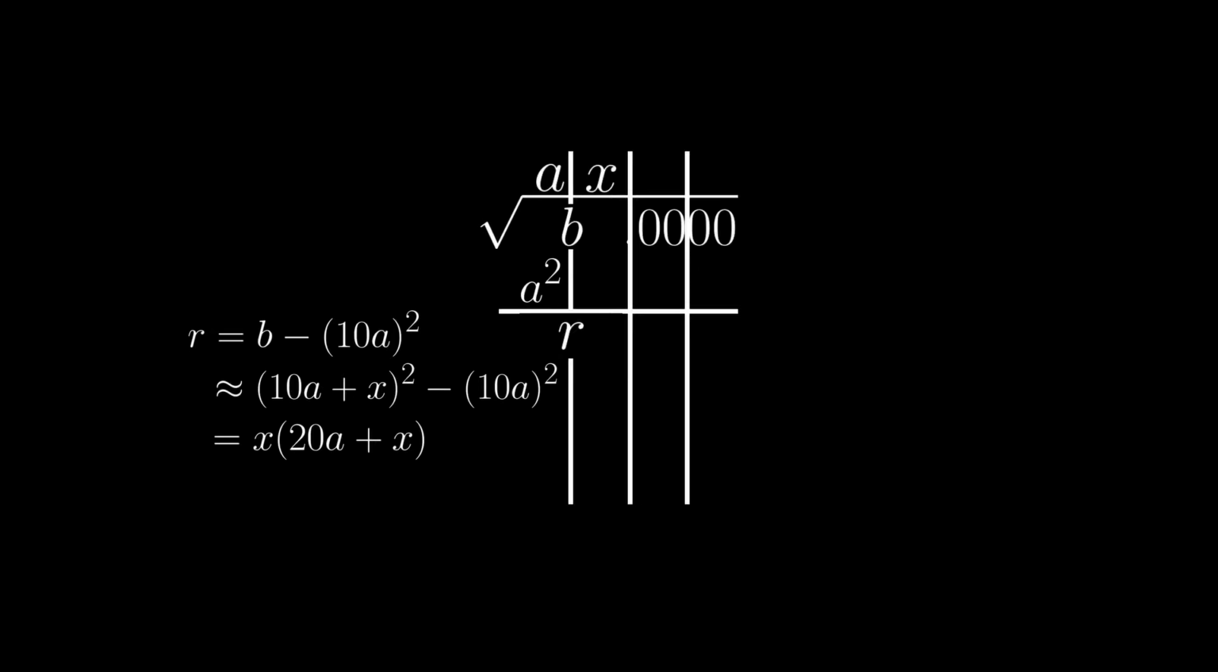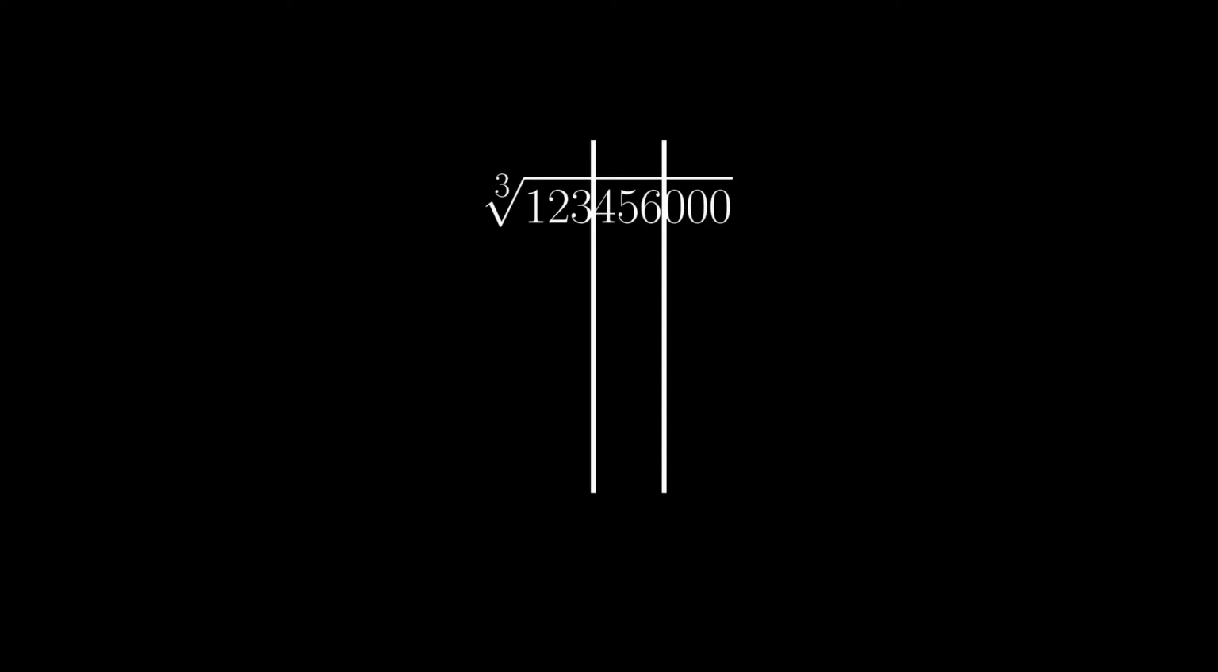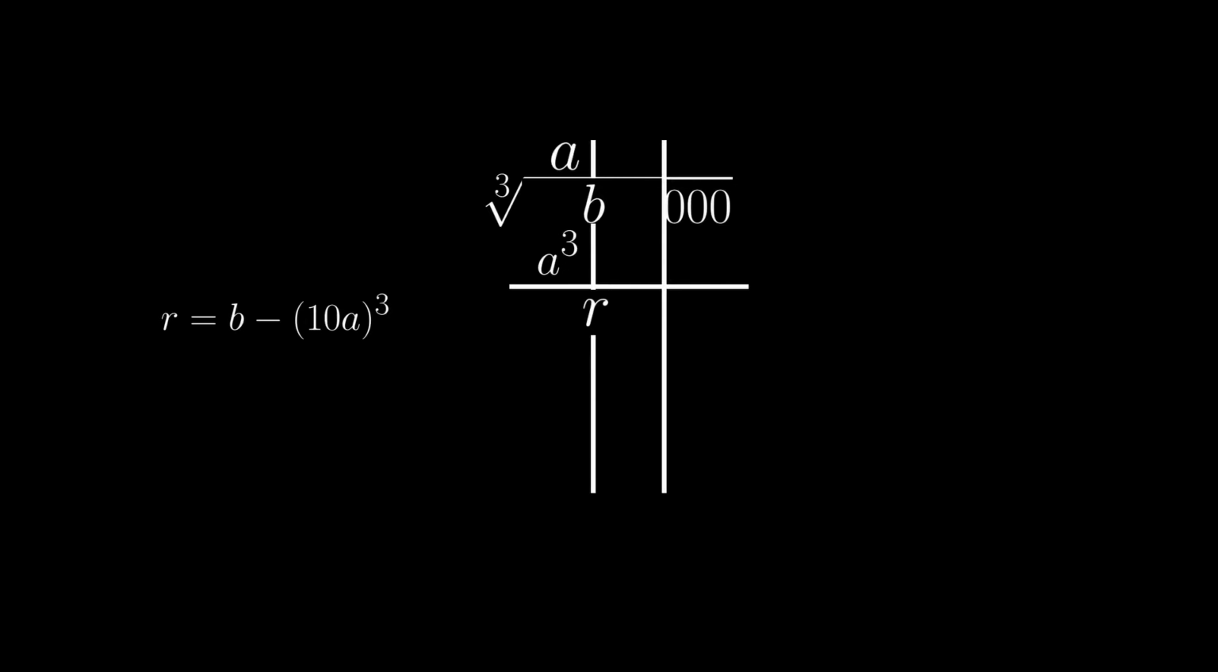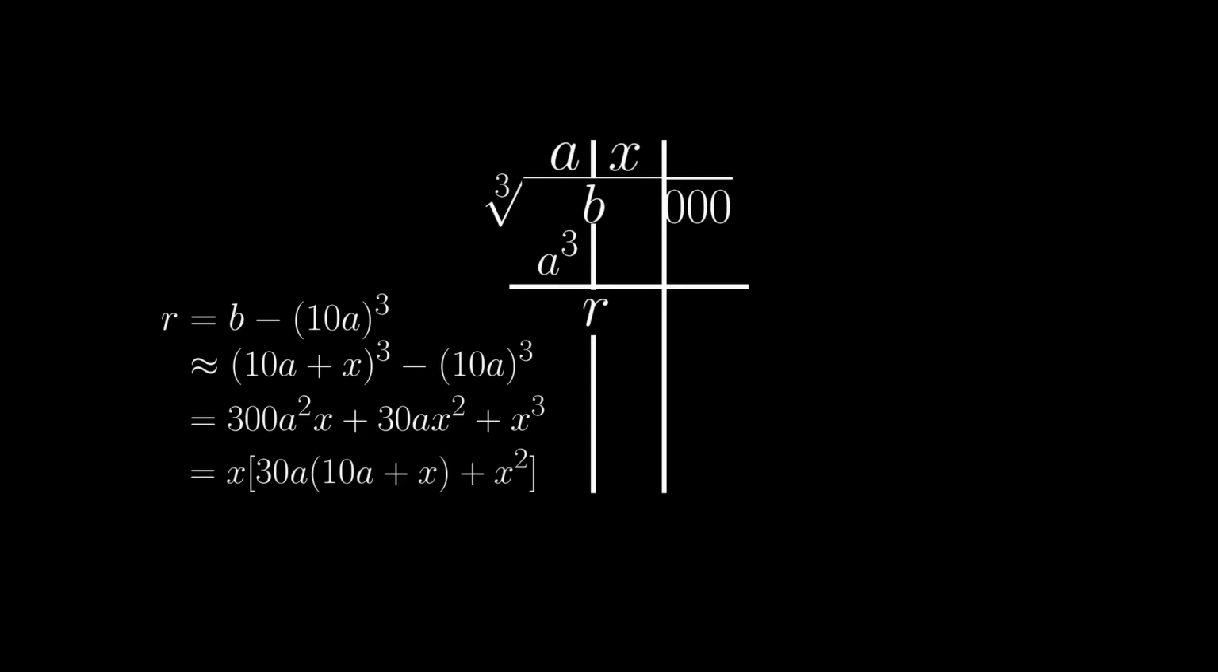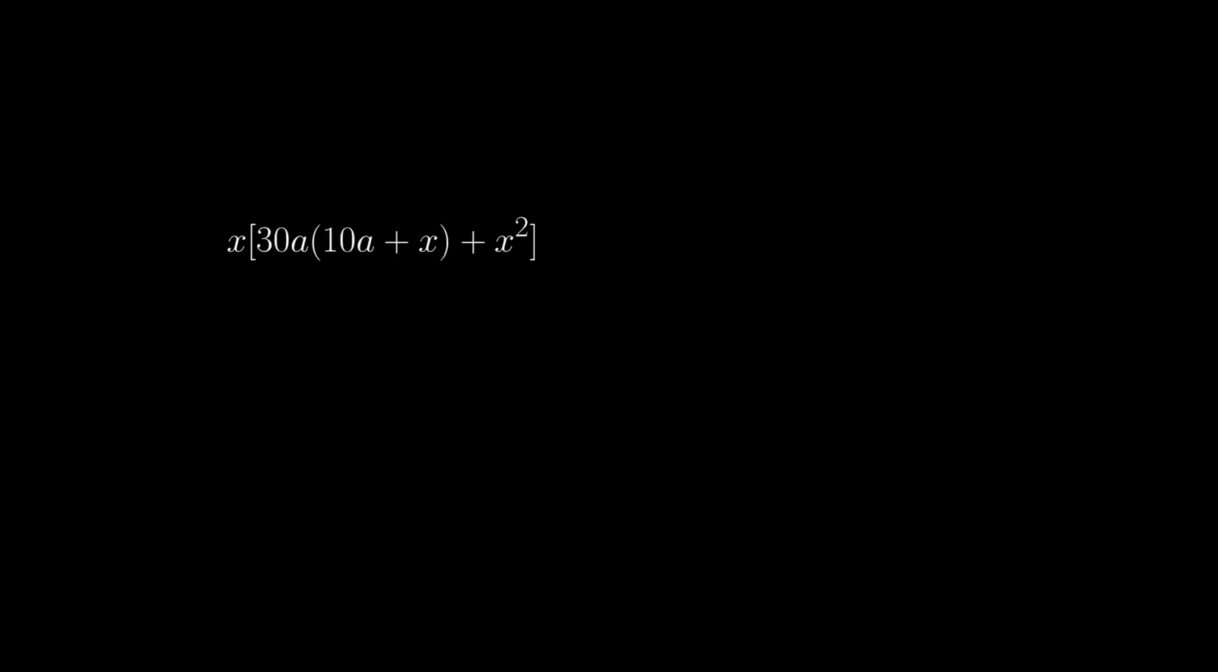So what about the cube roots? Again, let's denote the cube root we want to calculate as b, and then we use a to approximate the first digit, which would then give us the remainder r, where r equals b minus 10a whole cubed. Since we want the next digit to be x, that means 10a plus x whole cubed would be close to b, and so we can rewrite r to be x times some mess over here, which is our new algorithm for cube roots. Let's use some concrete example, 18.